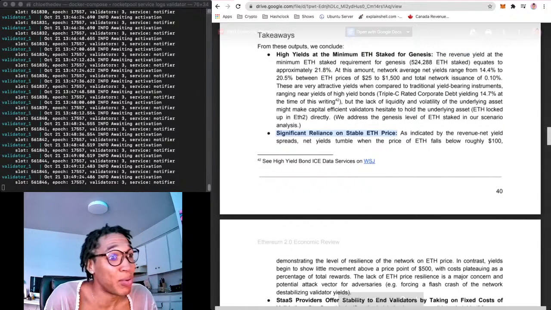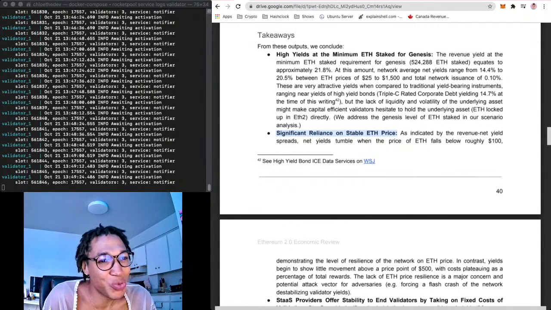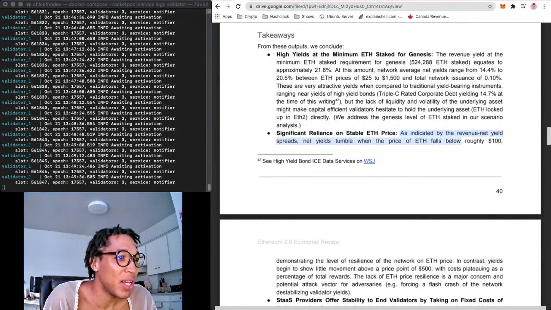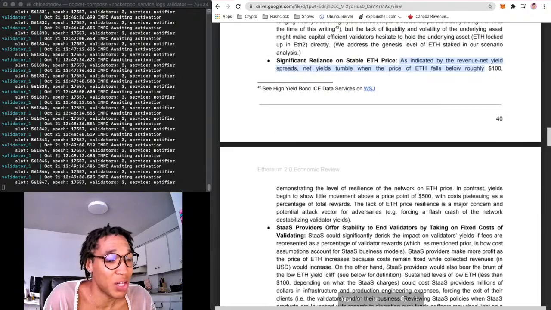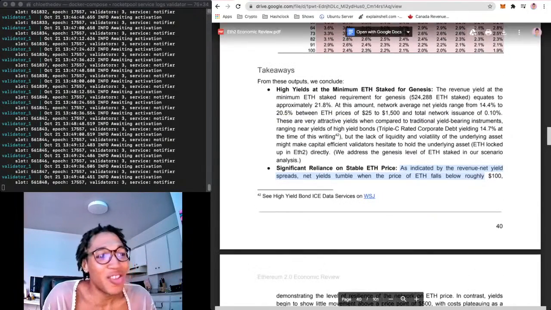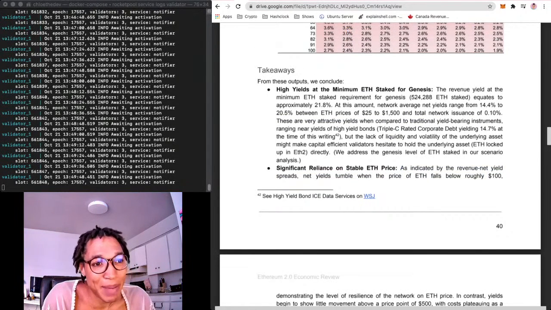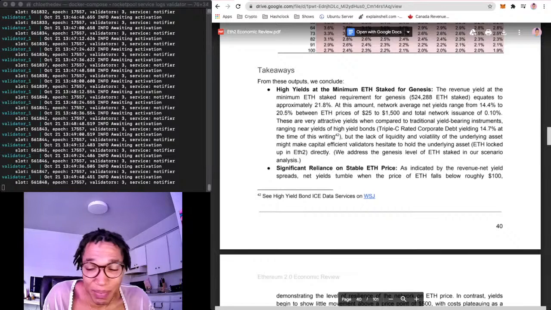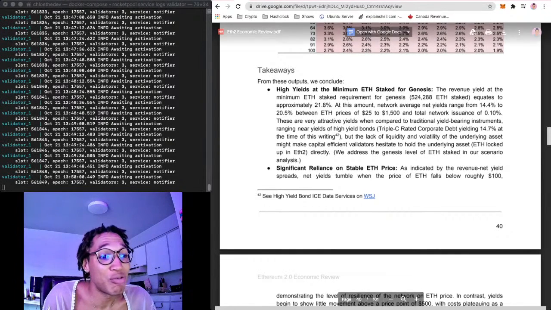Significant reliance on stable ETH price. That's why I think Uniswap plays a huge pull with all their stable coin to ETH pools. As indicated by the revenue net yield spreads, net yields tumble when the price of ETH falls below roughly $100. So when you read this, you realize all this stuff, these key takeaways are important. ETH needs to keep a price, if we're just keeping it really simple, above $100, which is completely fine.